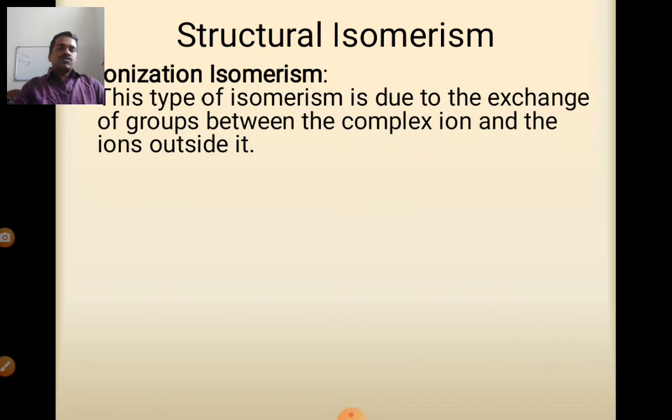This ionization isomerism is due to exchange of groups between the complex ion, that is, the coordination sphere, and the ions which are outside the coordination sphere. Only the position of ions is changing between inside and outside the coordination sphere. Because of this, we get different ions. Those complexes which have the same molecular formula, but due to the position of ions inside and outside of the coordination sphere, give different ions when dissolved in a solvent.